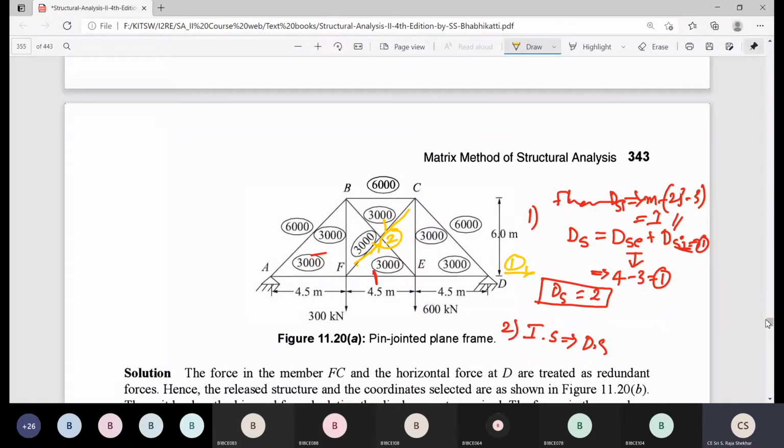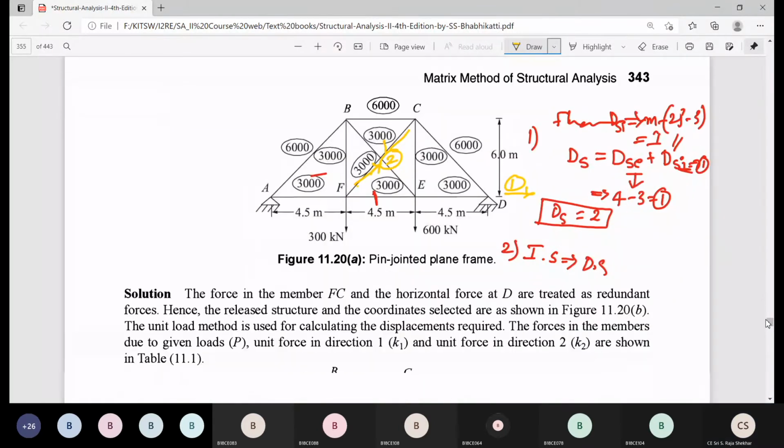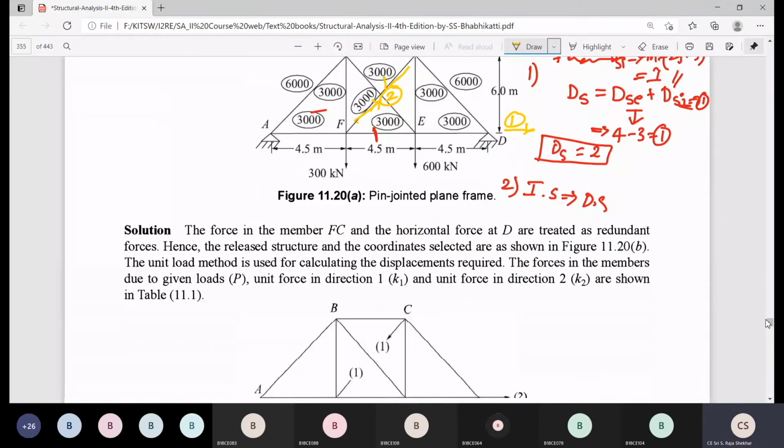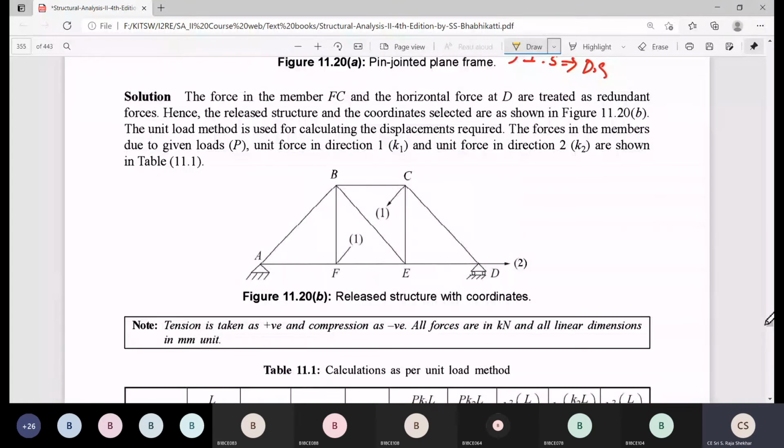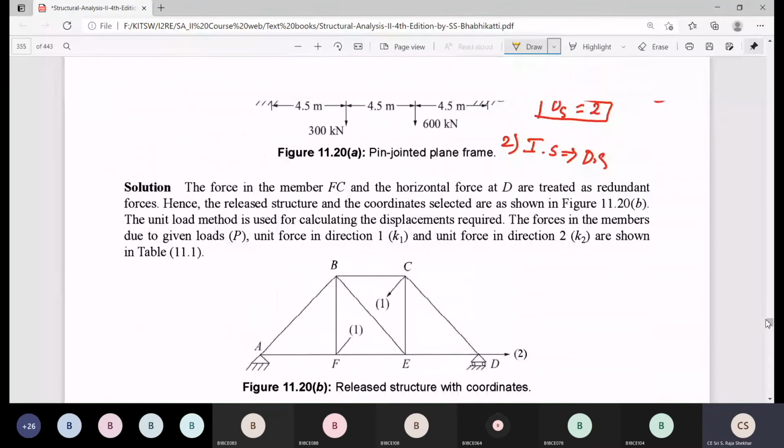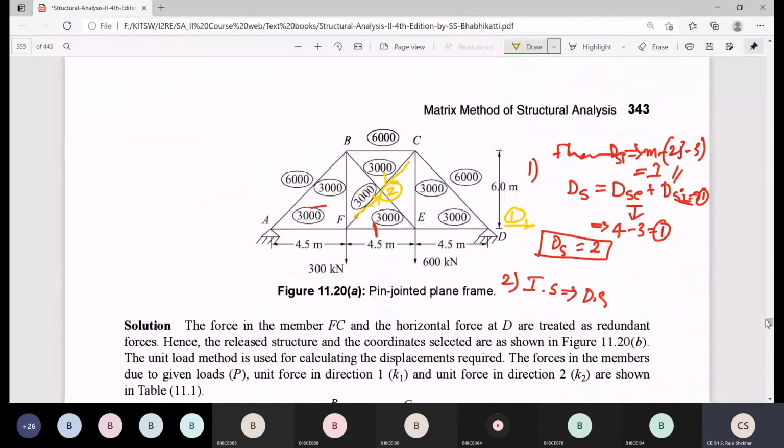So after releasing this one, so this just released is one. This will be coordinate 1 and this will be coordinate 2. Okay. They can be taken differently. You can take this as 2 also. This is 1 and this is 2.